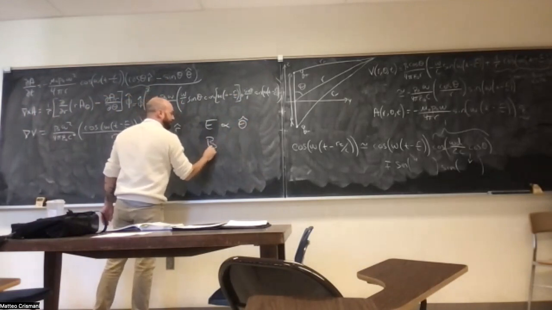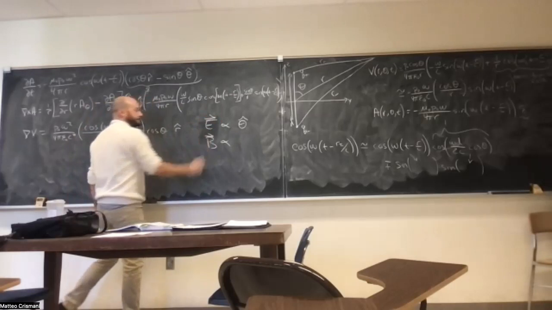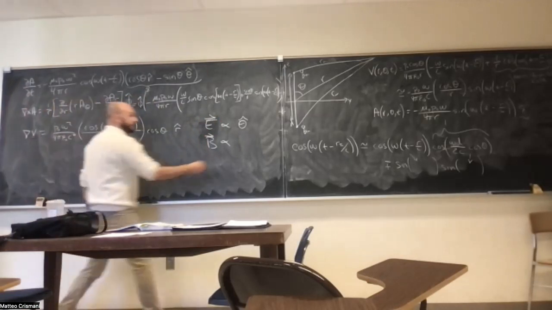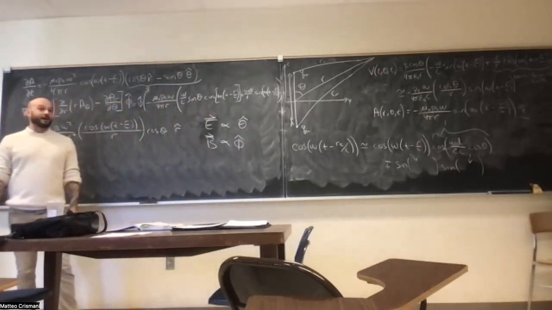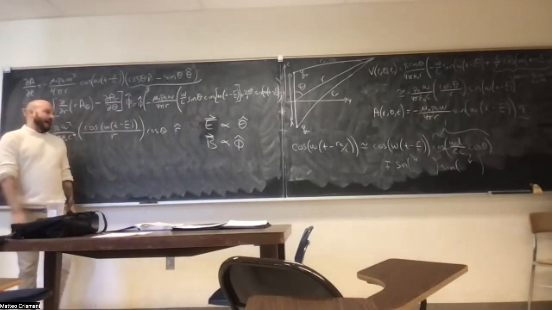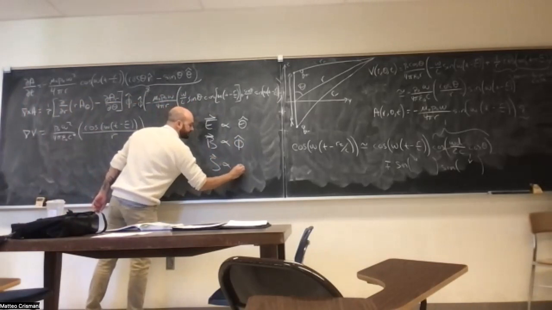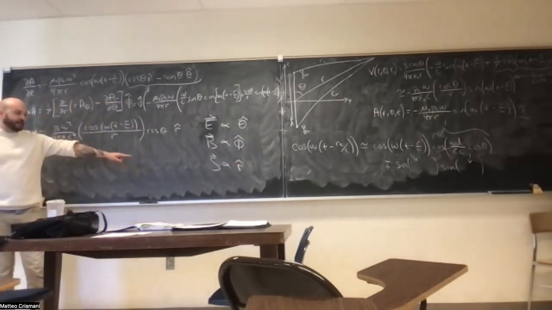And what about B? Which one of these tells us B? The middle one. Oh, okay, so it's not R, it's propagating in R. So B goes like B and R. Okay, so these waves are propagating in R.